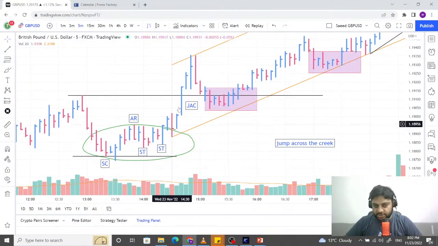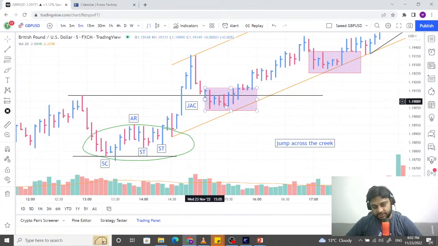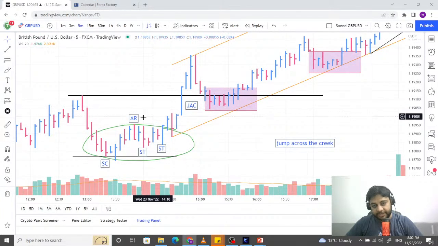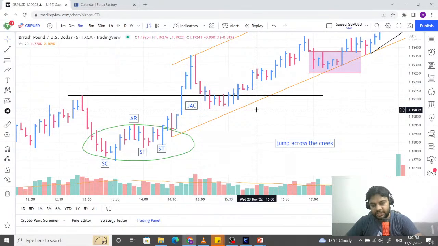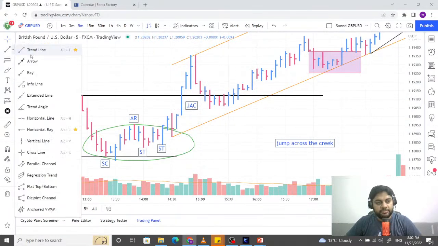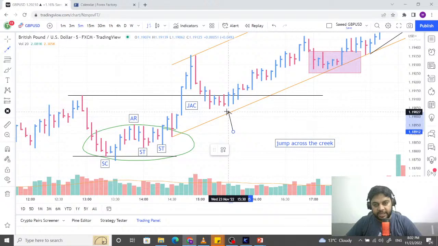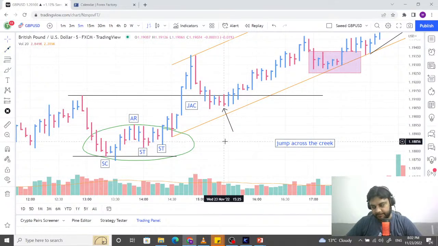And once you see this jump across the creek, what you will do is look for a buying opportunity over here, because the boy is coming back to cool down his feet in the lake or in the stream, in the water. Once he cools down his feet, he will start moving up. So where do you buy? You will buy at this bar, because this is a no supply bar, NS bar.